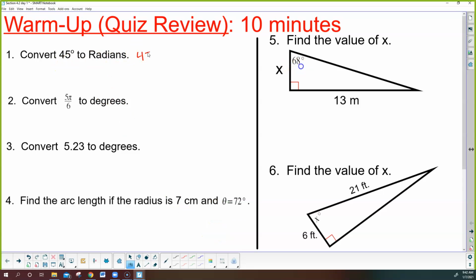So I have 45 degrees. I want to turn that into radians. So I want pi to be back into my answer. So I'm going to multiply by pi over 180. And what we have then is 45 over 180, which pi is just going to stay in the numerator, or you can write it to the side. But if you reduce that, you get 1/4, or pi over 4.